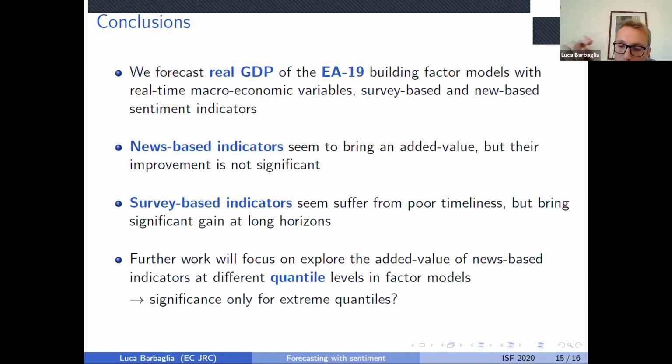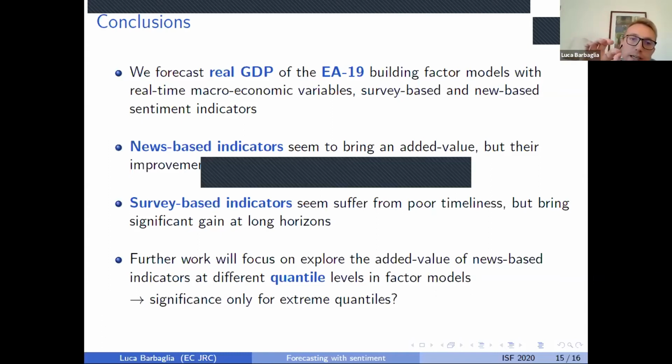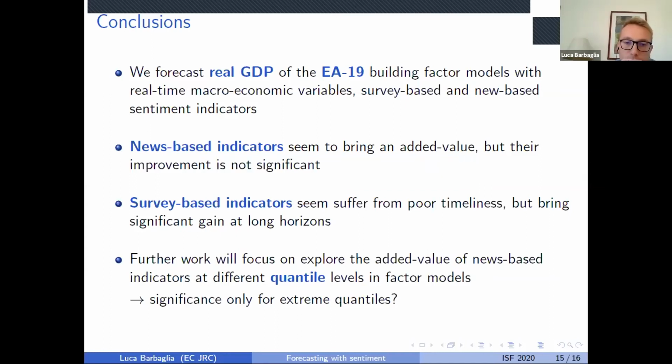The next step of our analysis would be to focus on quantiles and see whether the gain that is brought by news-based sentiment indicators might be associated with a specific quantile. So maybe what Tommaso was saying in the previous presentation can be true here. Maybe news-based sentiment indicators are only important during recessions or during large expansions.